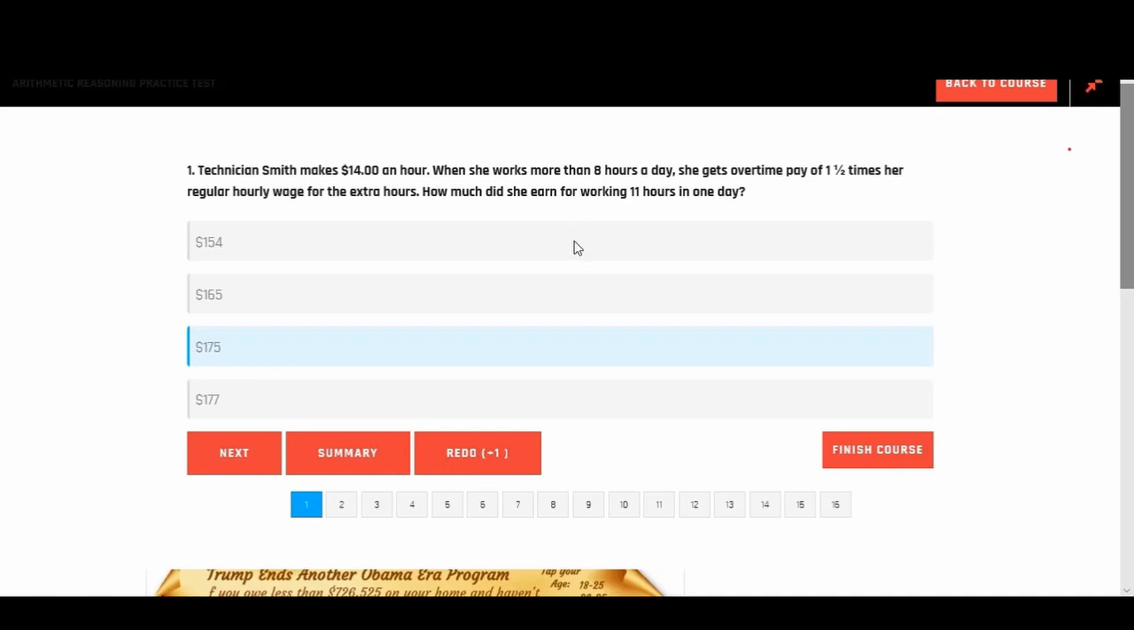Question 1 says, Technician Smith makes $14 an hour. When she works more than 8 hours a day, she gets overtime pay of 1.5 times her regular hourly wage for the extra hours. How much did she earn for working 11 hours in one day? The first thing I want to point out is that she makes $14 an hour whenever she works 8 hours, and she makes 1.5 times her rate of pay for everything else. In this case, we're told she worked 11 hours, so that means she worked 3 extra hours for her overtime pay. To calculate her overtime pay, we're going to take 14 and multiply it by 1.5.